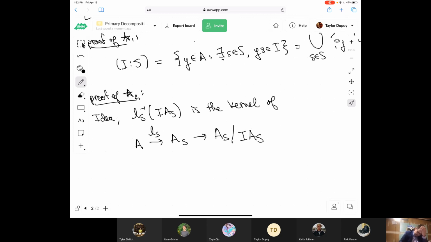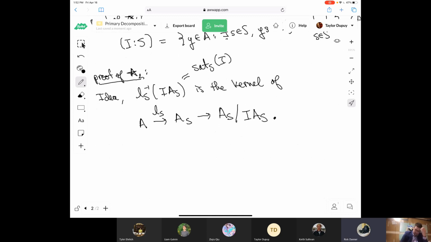Okay, this is again what we define to be the saturation. LS takes A to A over 1, and then this map takes A over 1 to its equivalence class here. Okay, so this is what we have.